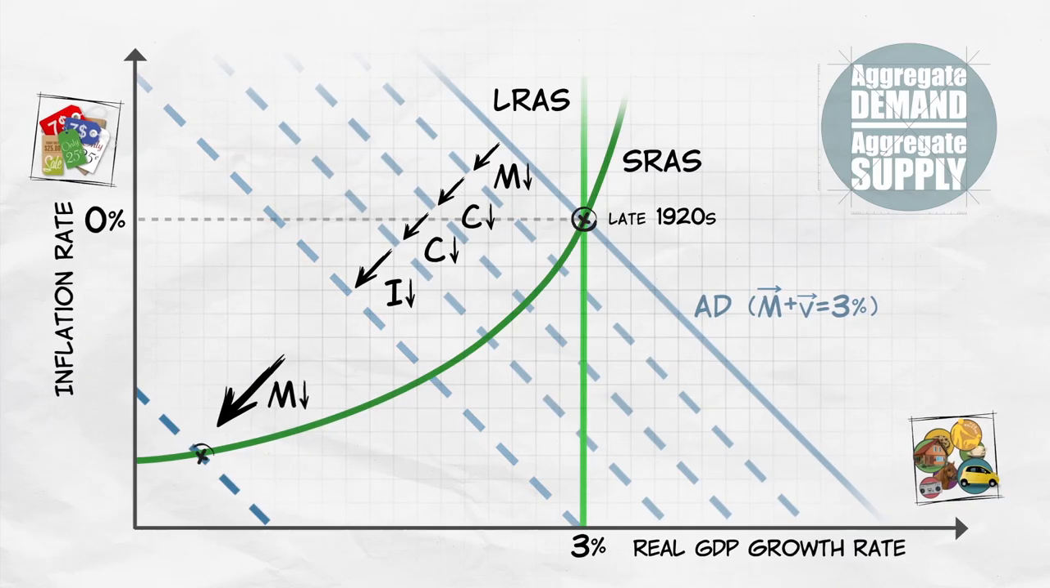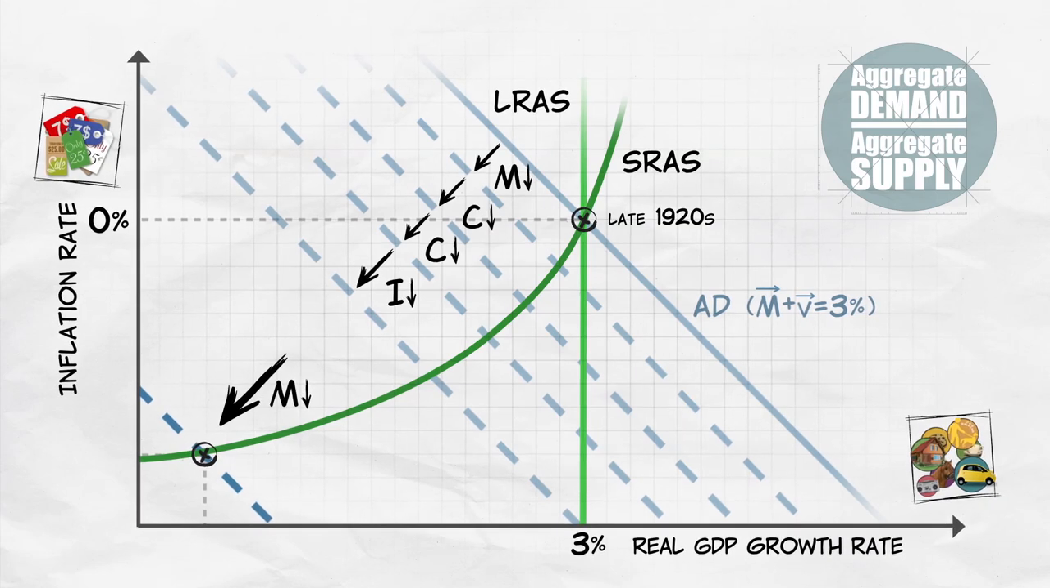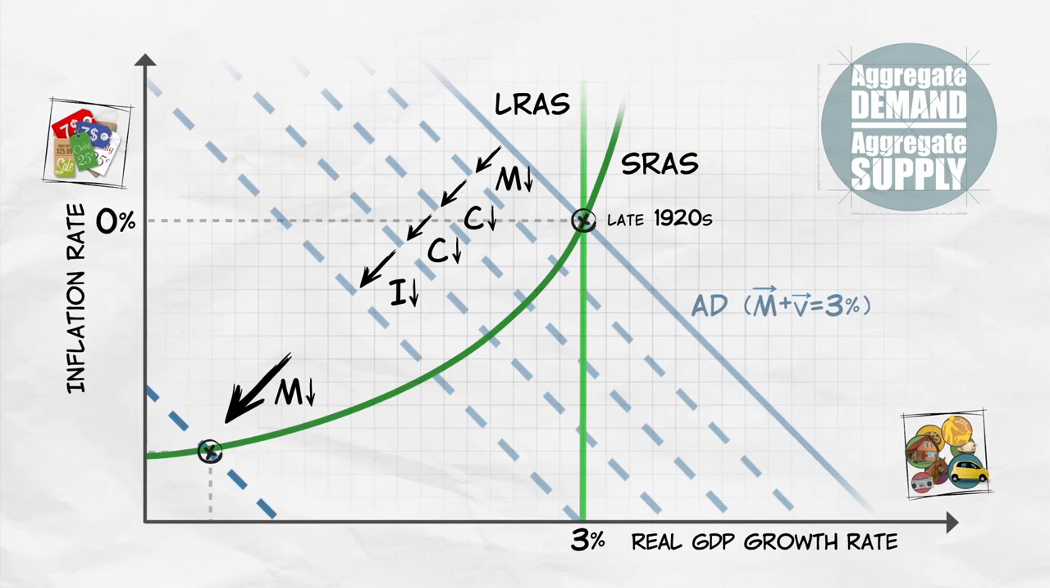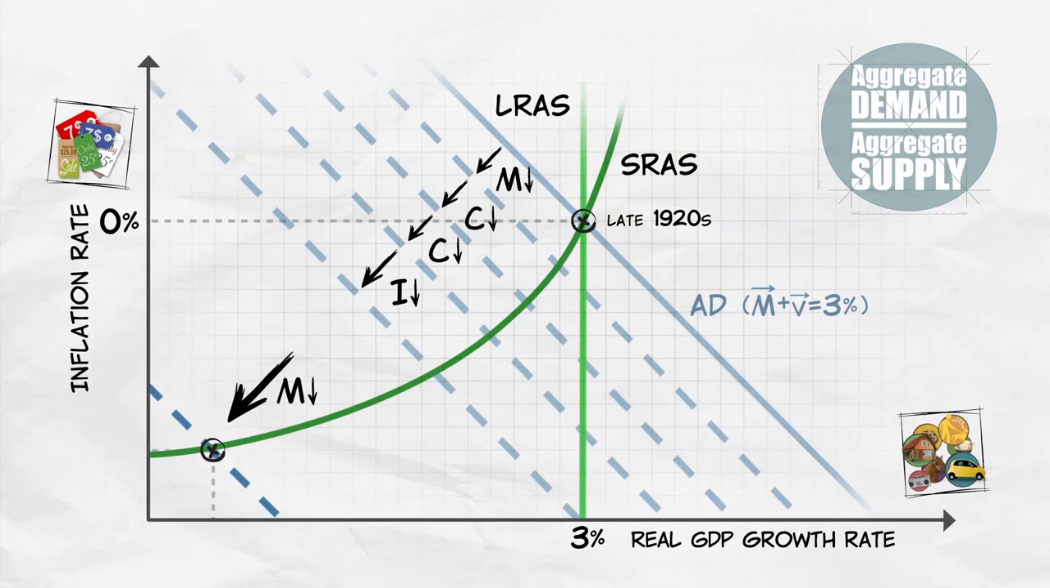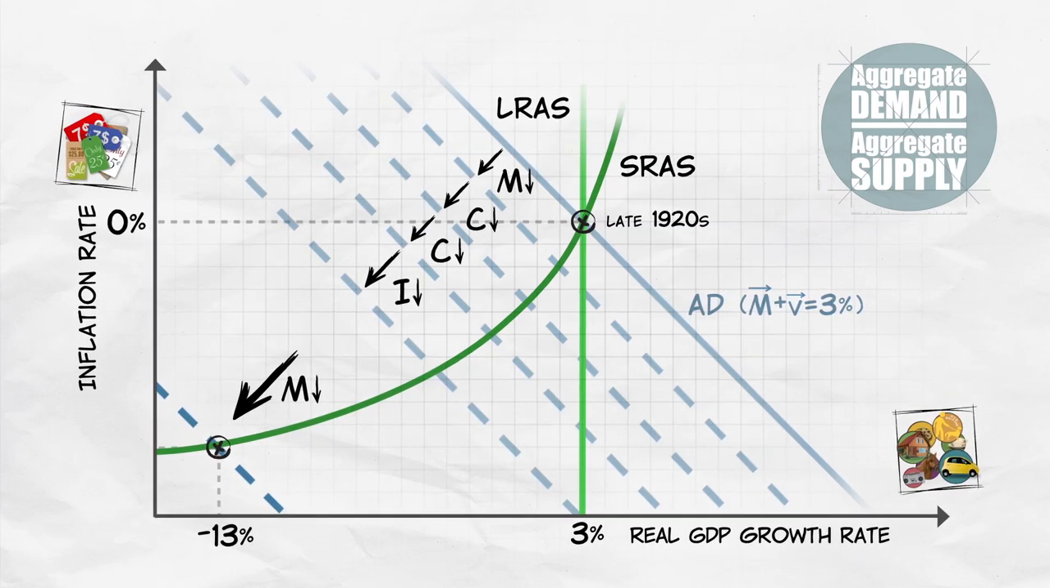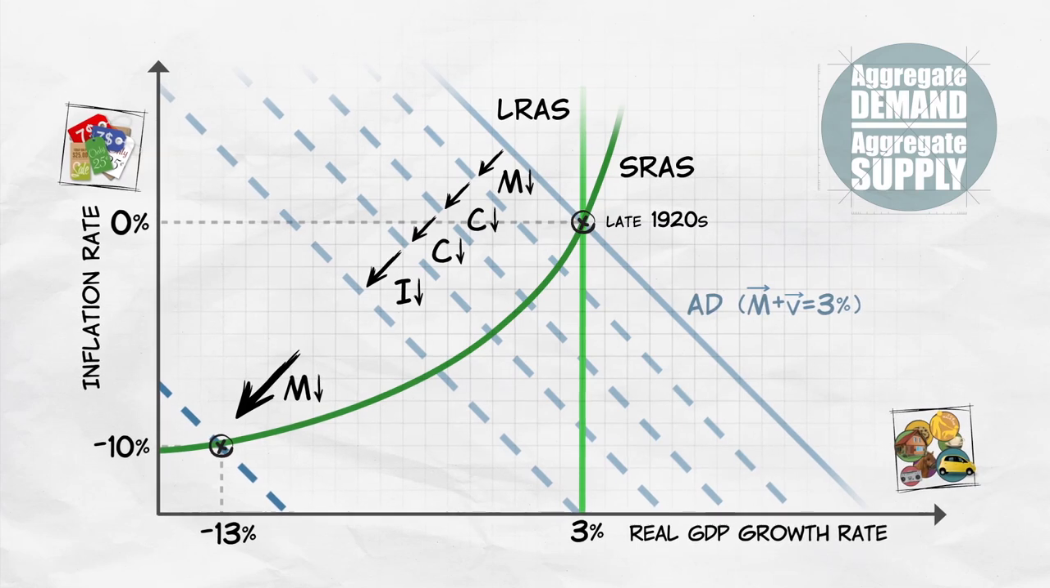Aggregate demand had already been reduced drastically by 1931, and the U.S. economy was in bad shape. But then in the early 1930s, the Federal Reserve allowed the money supply to plunge by nearly 30%, the largest negative shock in aggregate demand in U.S. history. By 1932, economists estimate that America's real growth rate was -13%, and inflation was -10%, a deflation.